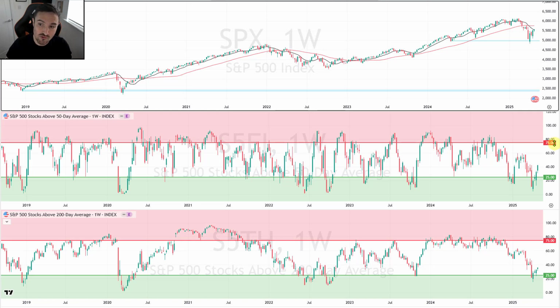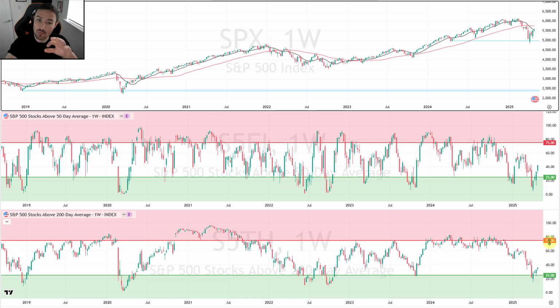Okay, so this red 75 is 75% of stocks in the S&P 500 are above their 50-day moving average. That would indicate that the market is overbought. 25 is 25%, indicating that less than 25% of stocks in the S&P 500 are above their 50-day moving average. That would be oversold. So I have shaded these areas. So greater than 75% is overbought, less than 25% is oversold, and that is applicable as well for the 200-day readings and also for the 20-day readings.